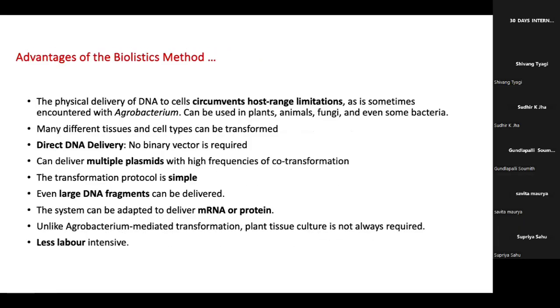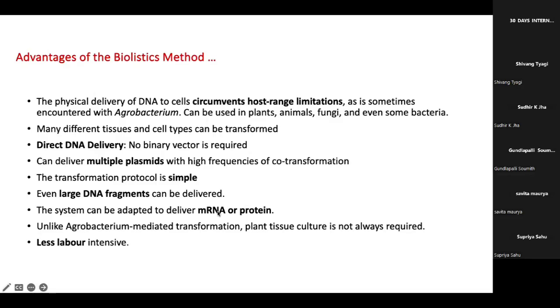So, talking about the advantages of the ballistic method. What I mentioned earlier, it circumvents the host range limitation which Agrobacterium has. Many different tissues and cell types can be transformed. It's a direct DNA delivery. Multiple plasmids can be integrated together for co-transformation. It is simple, and even large DNA fragments can be delivered into the plant.